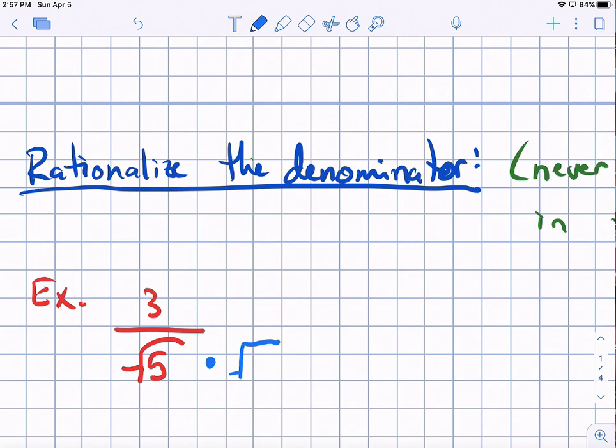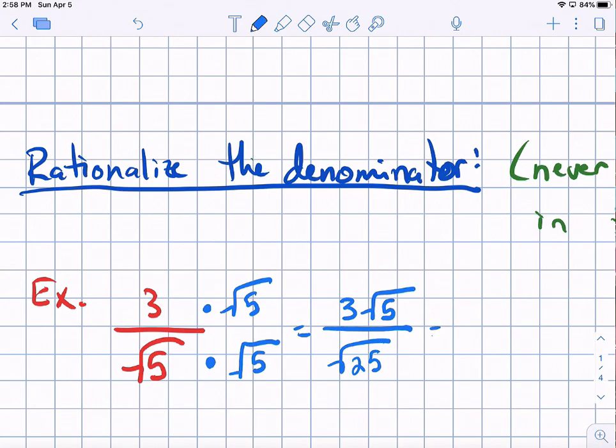So since that's a 5, the first thing that jumps in my mind is 25. So I know that 5 times 5 is 25. So I'm going to multiply this by the square root of 5. Now, since I multiplied the denominator by the square root of 5, I'm going to multiply the numerator by the square root of 5. I've got to multiply by the same thing. So when I do that, here's what this is going to look like. On the numerator, I'll have 3 times the square root of 5. In the denominator, the square root of 5 times the square root of 5 is the square root of 25.